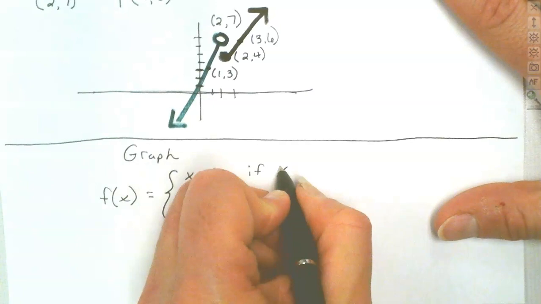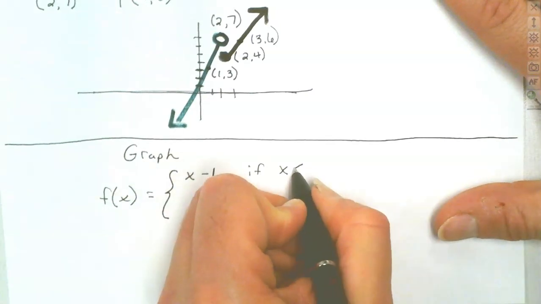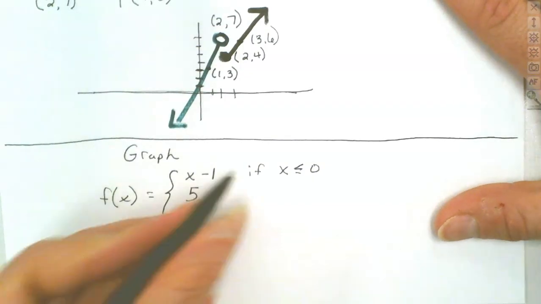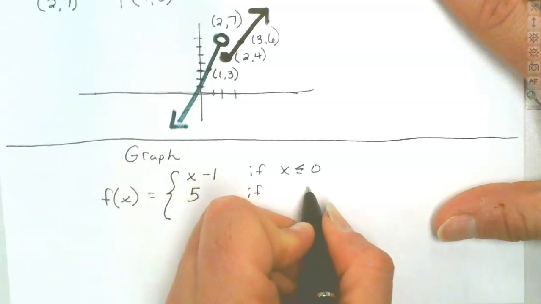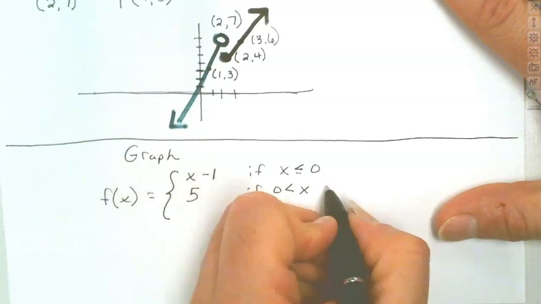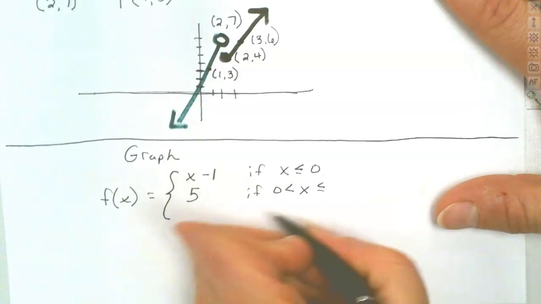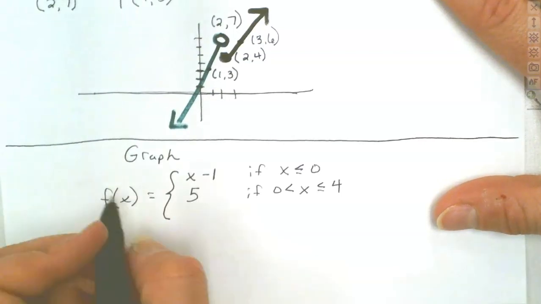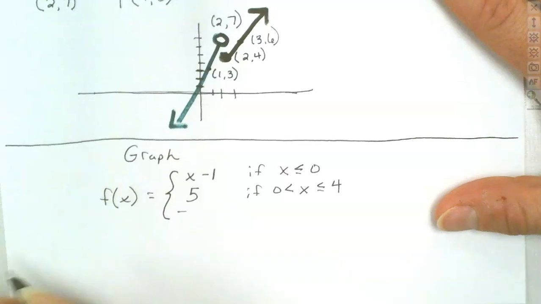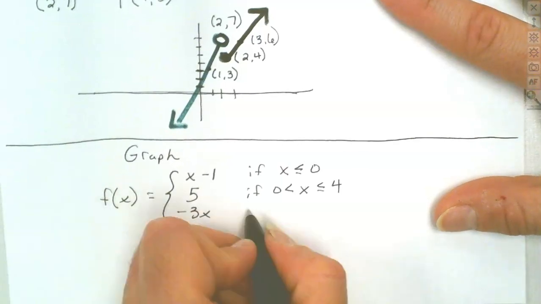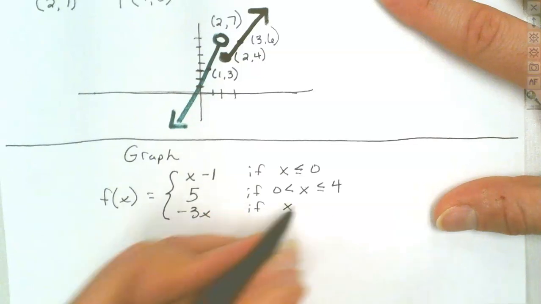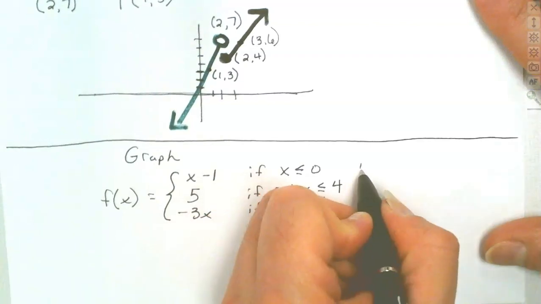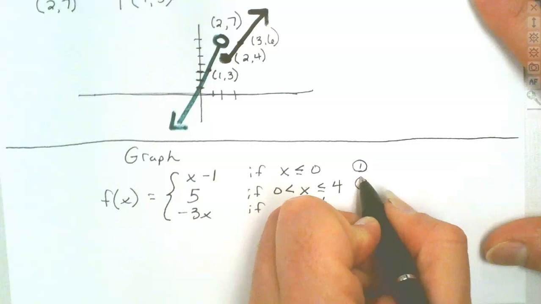If x is less than or equal to 0, 5 if x is between 0 and including that 4. Let's use a 4 here. And then let's use another one. How about minus 3x? If x is greater than 4. And again, we've got, in this case, not 2 rows, we've got 3.